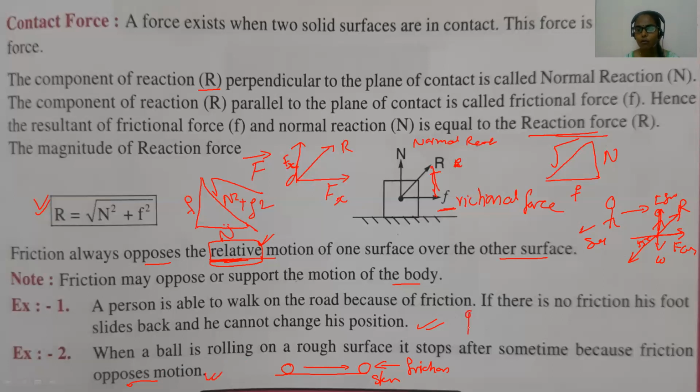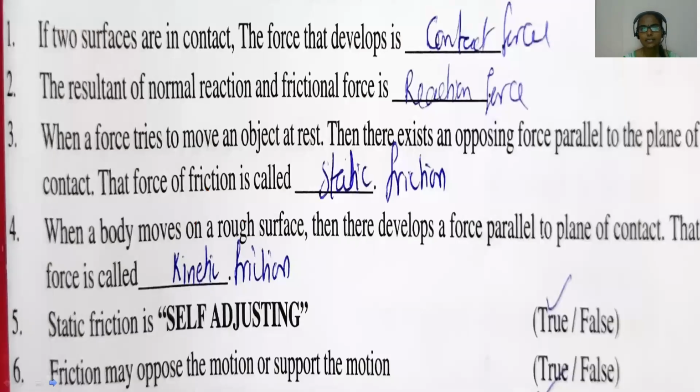But when we are walking, we put the legs slanted, so the horizontal component of the friction helps us to move in the forward direction. This is how friction supports the motion also, and friction opposes the motion also. But friction always opposes relative motion. So you need to keep these three points in mind while solving problems. It must be helpful for you. Yes, children. Next, let us see the questions quickly.